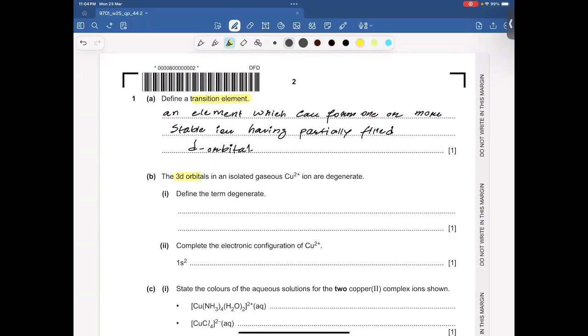The 3d orbitals in an isolated gaseous copper-2 ion are degenerate. Define the term degenerate. Degenerate means equal energy orbitals.